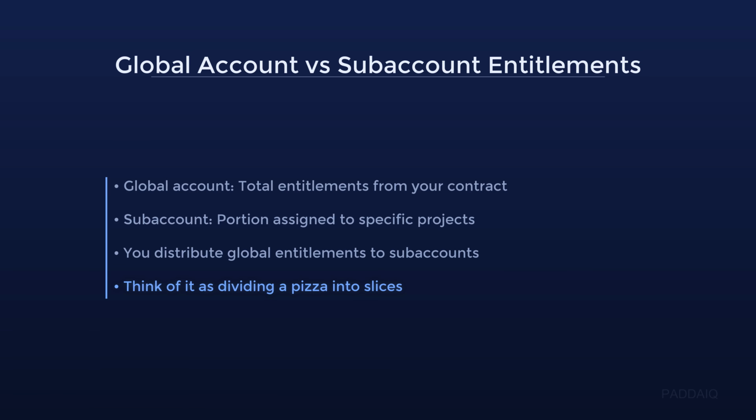Think of it as dividing a pizza into slices. Your global account is the whole pizza, representing all your available services. Sub-accounts get slices, specific service portions. For example, assign 3 gigabytes of HANA Cloud to a development sub-account, 7 gigabytes to production. This ensures each project gets the resources it needs without overlap.